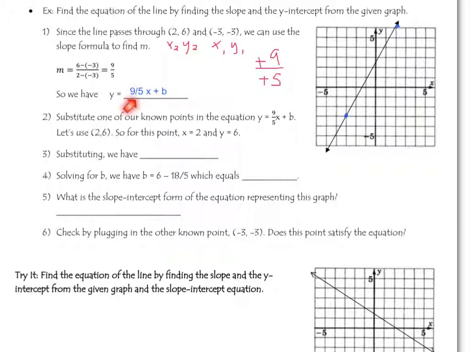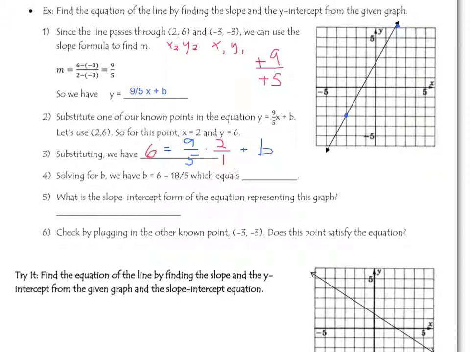So go ahead and pause the video, choose one of these points, plug it in for x and y, and solve for b and see what you get. If you use the point (2, 6), then x equals 2 and y equals 6. Substituting for x and y, you get 6 equals 9/5 times 2. X is 2, and when you multiply a fraction times a whole number, change the whole number to a fraction, plus b.